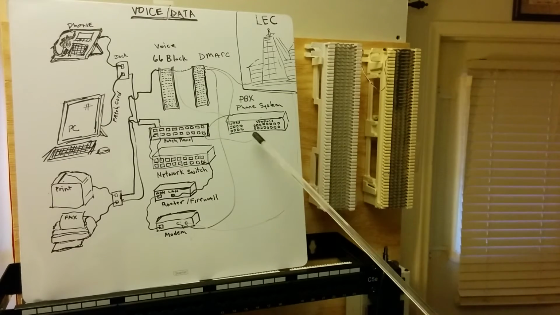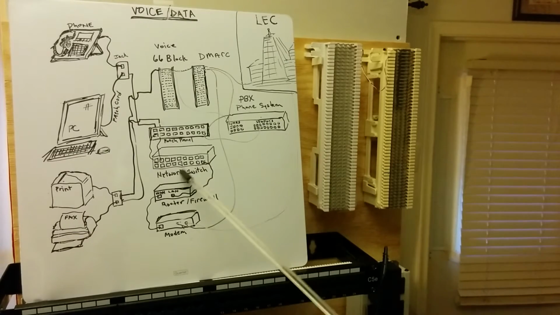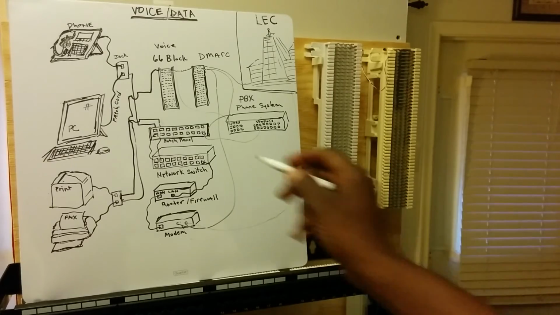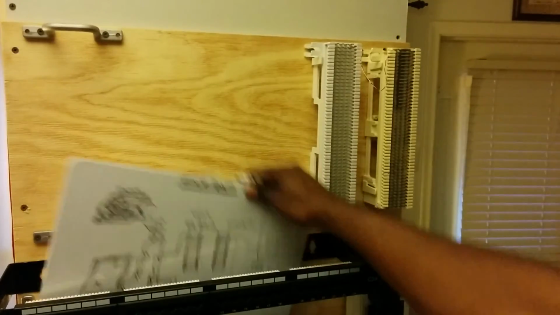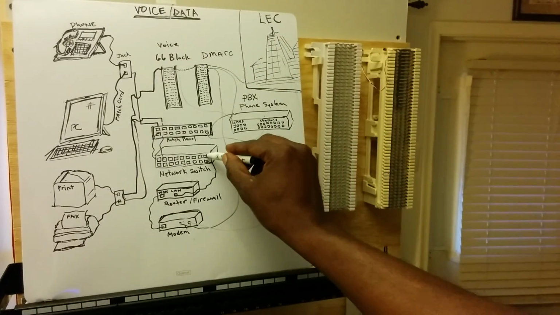So if the station sides are IP, then most likely they wouldn't come off of here. They would probably be coming off of the network switch. Oh, I made a mistake earlier. This connection, sorry, this connection should be going to the switch.